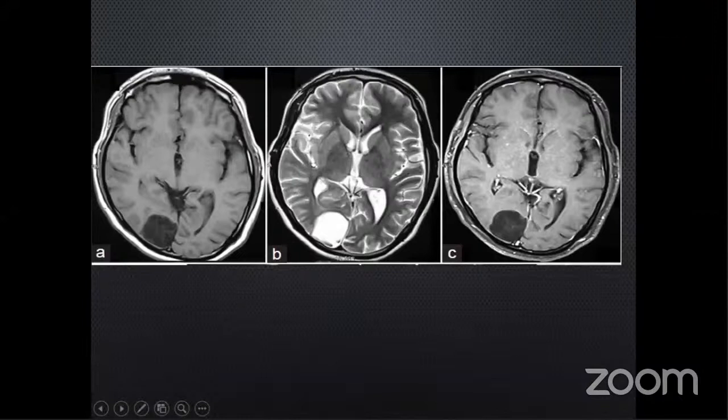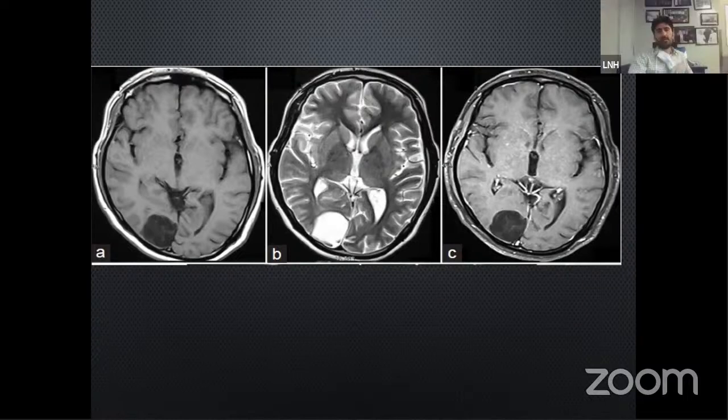And where is the lingula? Can you see the lingula here? Appreciate lingual gyrus on this image. Below.